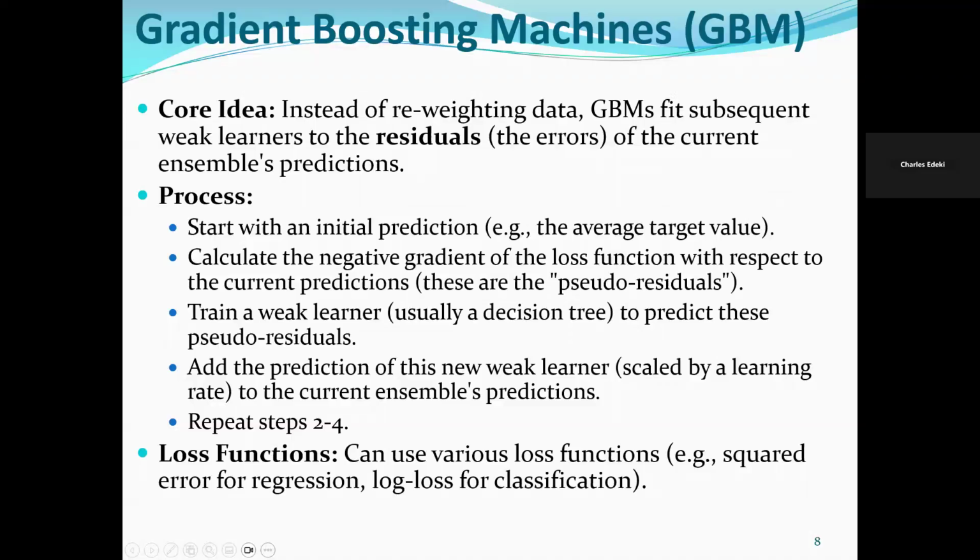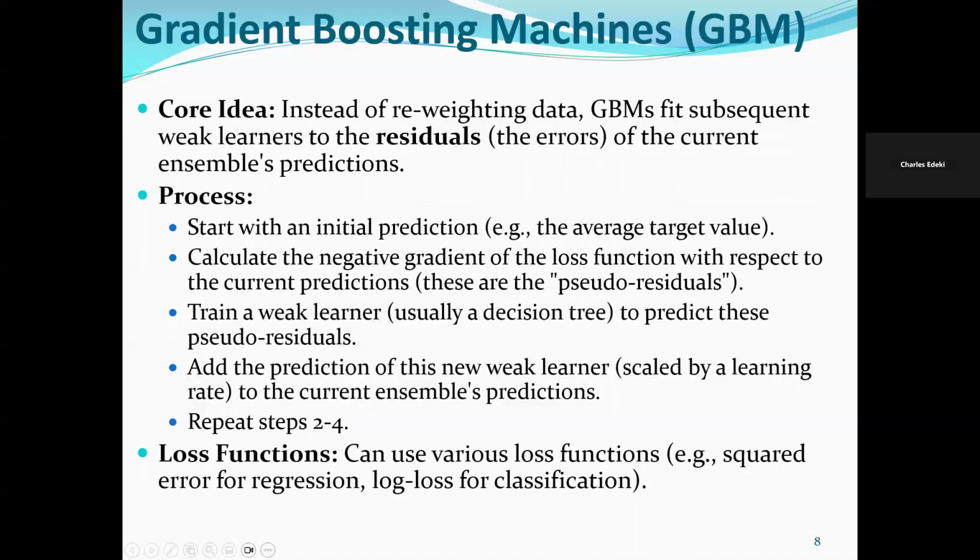I think we mentioned here the gradient, the loss function, the neural network concept. So instead of reweighting data instances, what GBM does is fit the subsequent weak learners to the residuals, or the errors, of the current ensemble prediction. That's what they're trying to explain here.